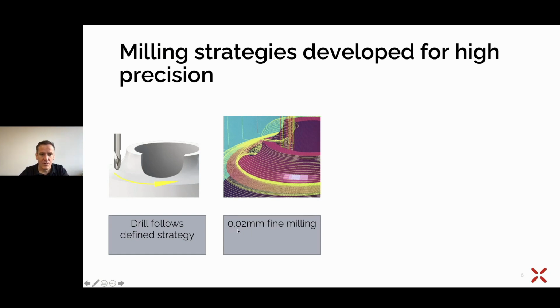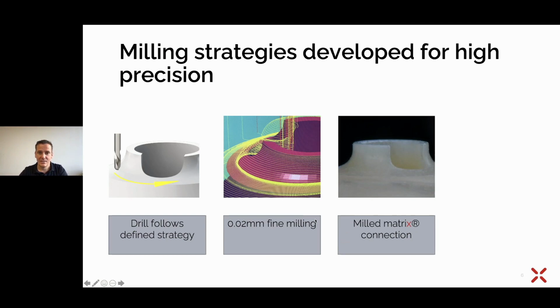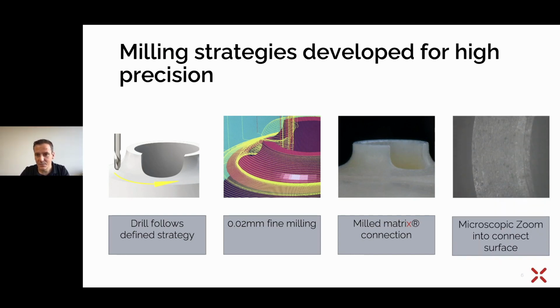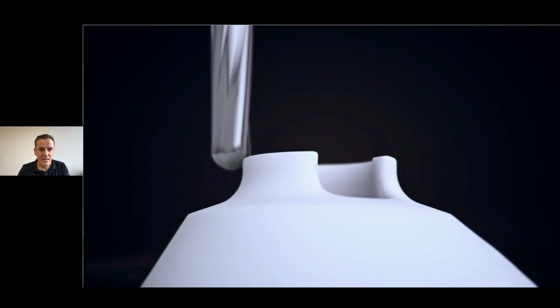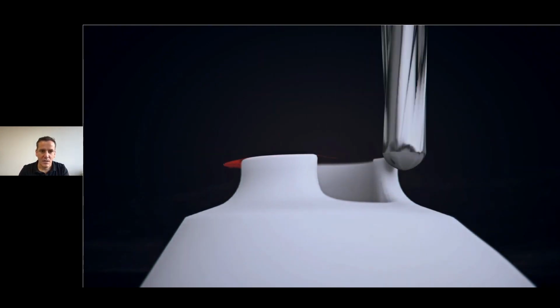a surface of 0.02 millimeters fine milling, and this looks like this when it's milled and sintered. For example, a zirconia connection: you can see in this picture, this is already a huge zoom into this connection, and I think it already shows how accurately this is milled due to these milling strategies. If you zoom in more on this part here, you can see these small lines, and this is a surface which is absolutely fantastic.